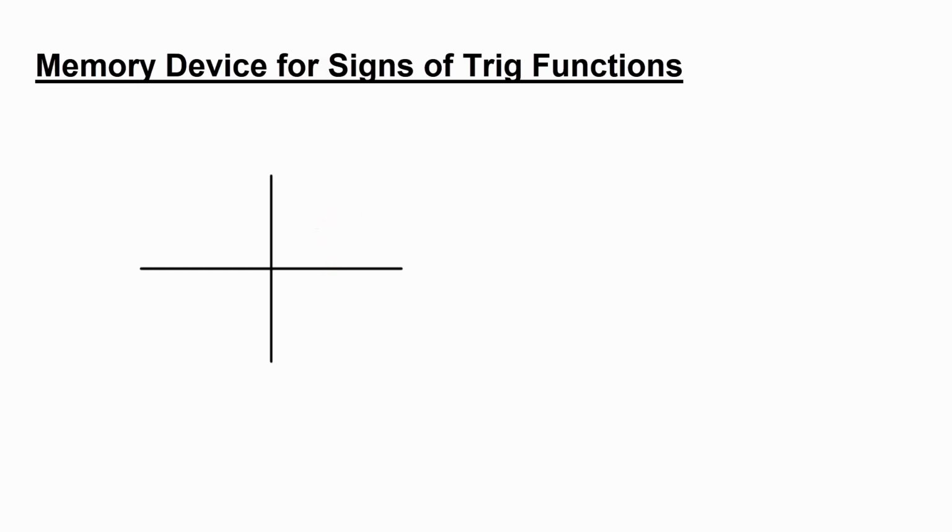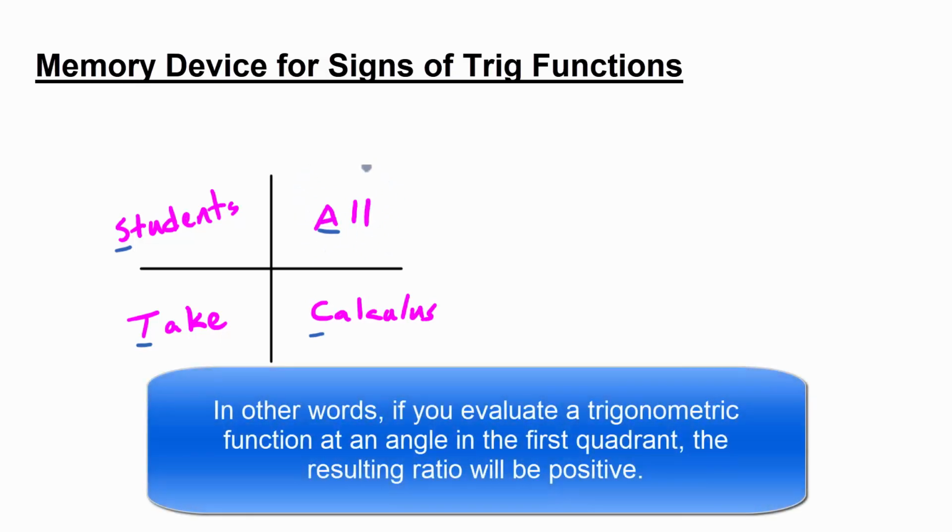In the first quadrant, write down the word all. Second quadrant, write down students. Third quadrant, take. Fourth quadrant, calculus. And the first letter of each word stands for a trig function. All the trig functions are positive in the first quadrant, right? All the trig functions are positive in the first quadrant.